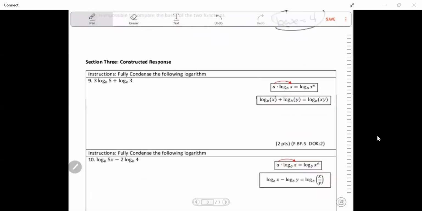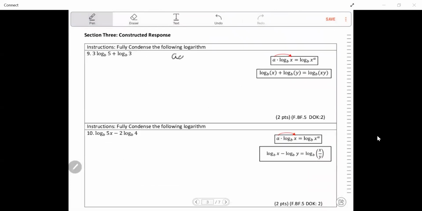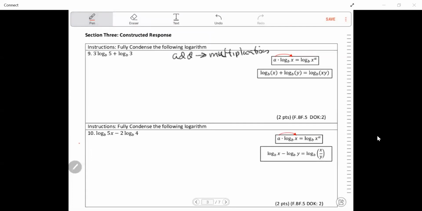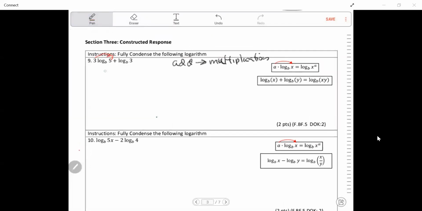And let's move on to our constructed responses here. So adding becomes multiplication. Let's look at multiplication. We're going to multiply these, but the first thing we always want to do when we're dealing with these is move the exponent back. So now this says log e of 5 to the third power plus log b of 3.